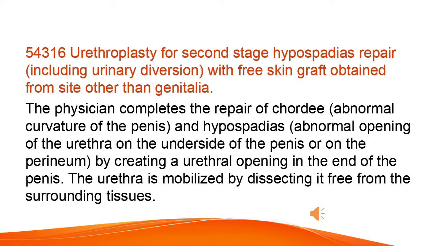Urethroplasty for second stage Hypospadias repair, including urinary diversion, with free skin graft obtained from site other than genitalia. The physician completes the repair of chordee, abnormal curvature of the penis, and hypospadias, abnormal opening of the urethra on the underside of the penis or on the perineum, by creating a urethral opening in the end of the penis. The urethra is mobilized by dissecting it free from the surrounding tissues.